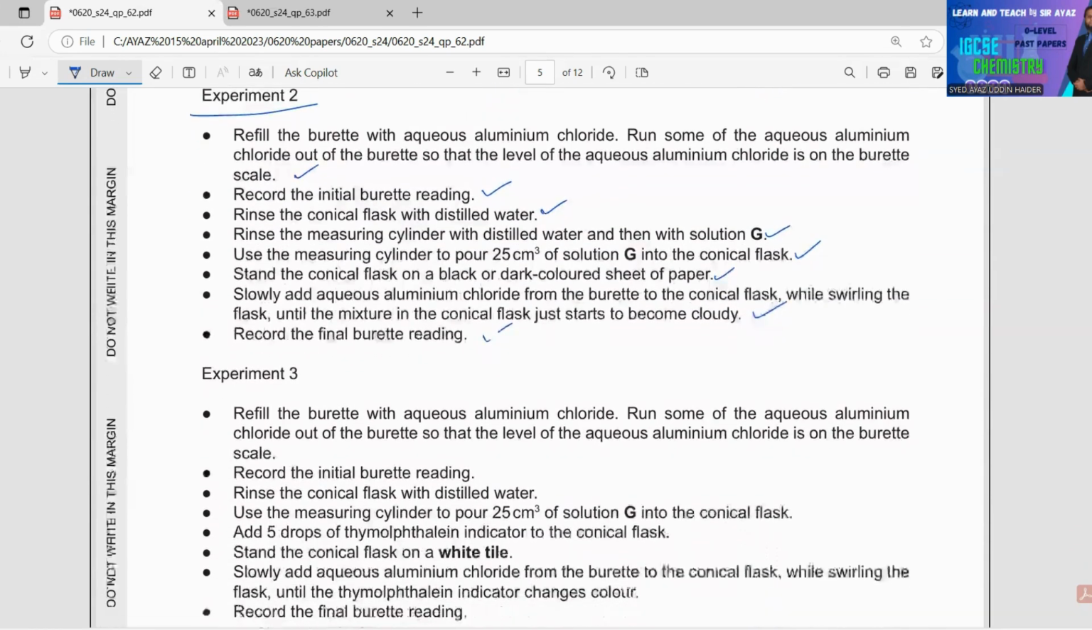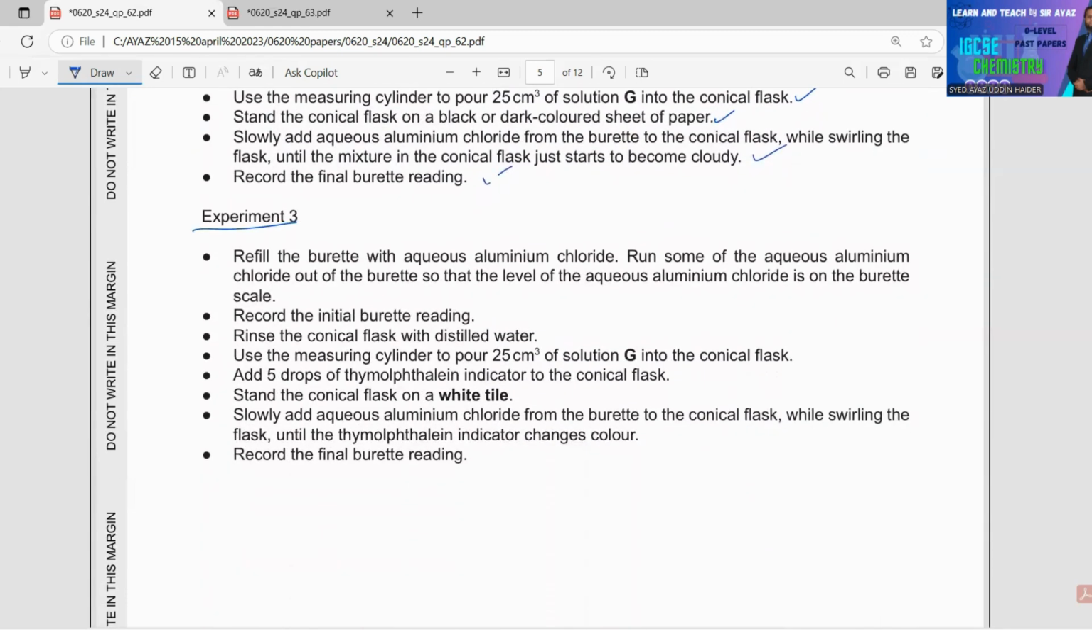Experiment 3. Refill the burette with aqueous aluminum chloride. Run some of the aqueous aluminum chloride out of the burette so that the level of the aqueous aluminum chloride is on the burette scale. Record the initial burette reading.